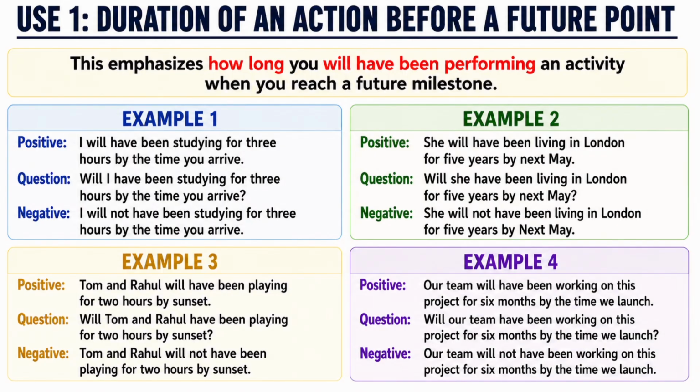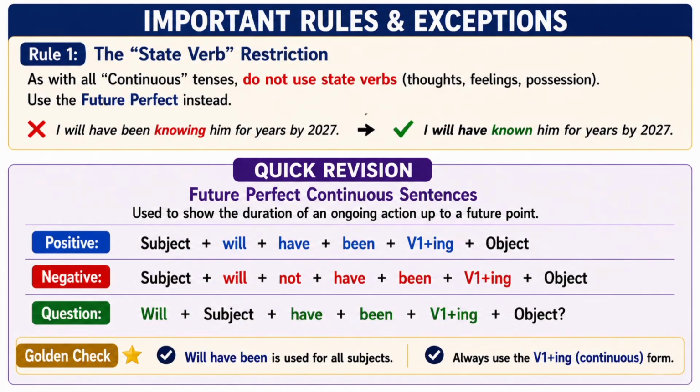The negative sentence is: our team will not have been working on it for 6 months by then. Now let's learn an important rule. Just like the other continuous tenses, we do not normally use state verbs in the future perfect continuous tense. For example, "I will have been knowing him for years by 2027" is incorrect because know is a state verb. The correct sentence is: I will have known him for years by 2027.